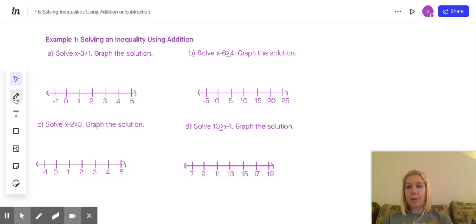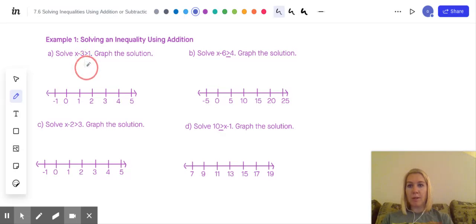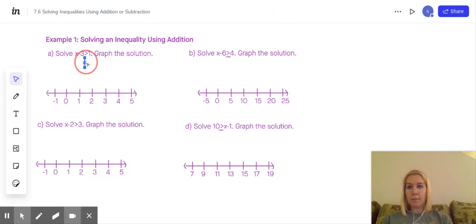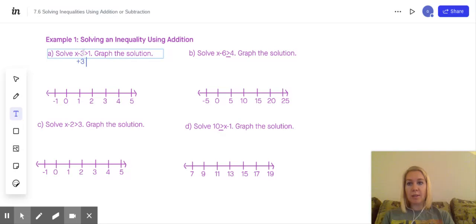Okay, so the first thing I'm going to do is to draw a line down the middle of our inequality, and the middle is our greater than symbol. We want to get x by itself, so that means we need to do the inverse of subtraction, which is addition. And we're going to add 3 to both sides because we have x minus 3. So we want to get rid of that 3. So we're going to add 3 to both sides.